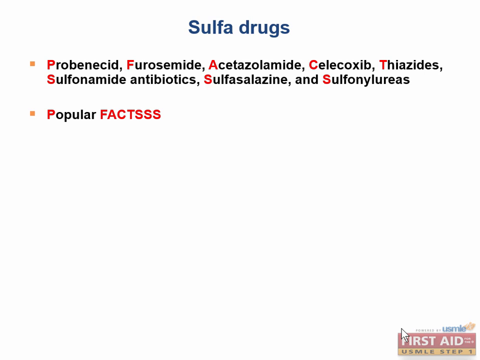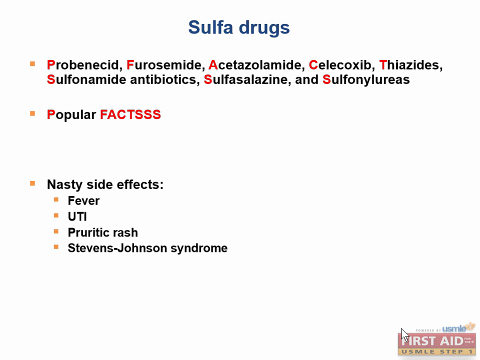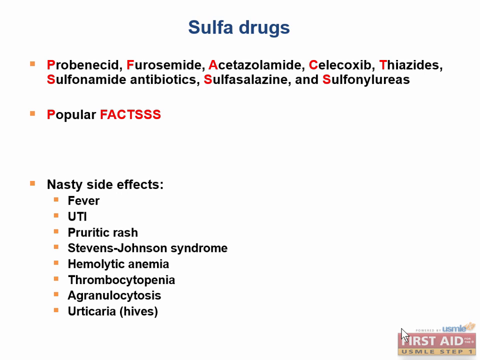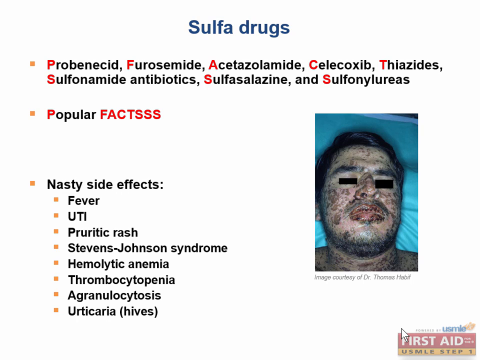Allergic patients can develop severe symptoms, including fever, urinary tract infection, a pruritic rash, Stevens-Johnson syndrome, hemolytic anemia, thrombocytopenia, agranulocytosis, and even urticaria or hives. Some of these reactions can be life-threatening, like Stevens-Johnson syndrome, and agranulocytosis, which can also be very dangerous. So here's an example of what Stevens-Johnson syndrome looks like.